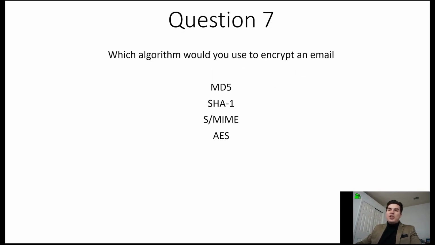Question number 7. Which algorithm would you use to encrypt an email? We have MD5, SHA-1, S/MIME, or AES. Anytime you see MD5 or MD and SHA, think hashing algorithm. SHA stands for secure hashing algorithm, and MD stands for message digest, which is the earlier form of a hashing algorithm. S/MIME is the correct answer, and S/MIME is used for sending digitally signed and encrypted emails or messages. AES is an encryption type, but specifically the best one here would be S/MIME.